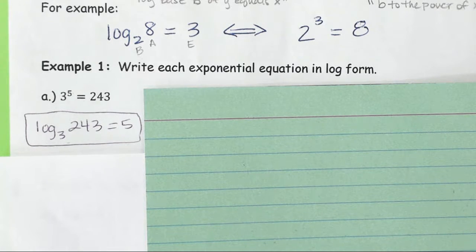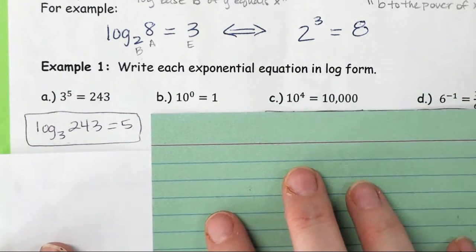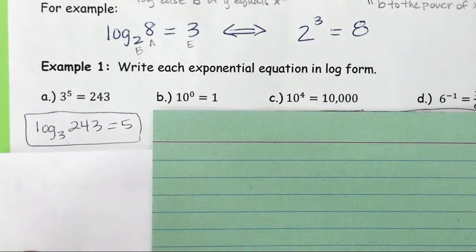Okay, and like I said earlier, when we start to evaluate logs, I'm going to show you how these cancel out and equal 5. But for now, we're just going to focus on getting the form down. Okay, so I want you guys to try the rest of them. Good, some of you already did.